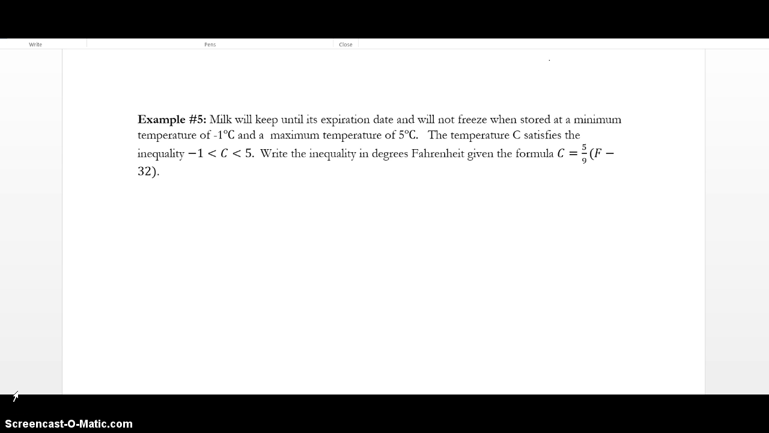Alright, now this is a little tricky at first, but if you notice, right here we have C. Whoops, I meant to hit the highlighter. Right here we have C, and we also have C here. So I can just do a direct substitution for C equals the expression. So -1, because I don't want C there, I want Fahrenheit, which is what it says here. So -1 is less than, well, C is equal to 5/9 times Fahrenheit minus 32, which is less than 5.